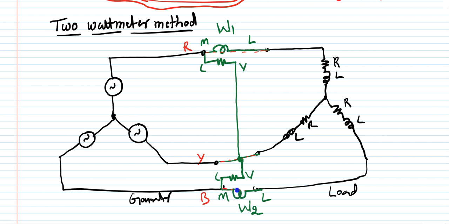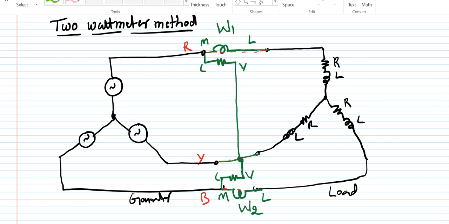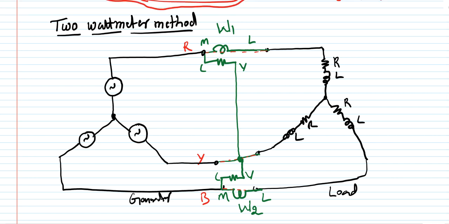I am connecting them to this line in order to measure how much power the generator is transferring to this load. That can be measured by W1 and W2. That's why this is called a two wattmeter method. Now I just want to identify the line voltages and phase voltages and line currents.